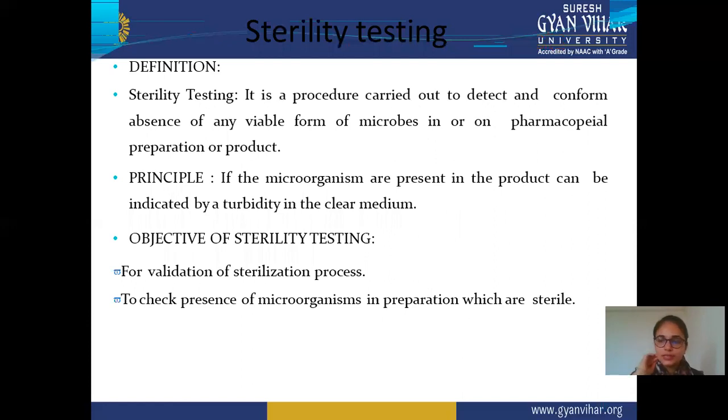The first test is the sterility test. The definition of the sterility test is: sterility testing is the procedure carried out to detect and confirm the presence of any viable form of microbes. This means you check whether any microbes or any viable form is present in your formulation or not, or in a pharmacopoeial preparation of the product.